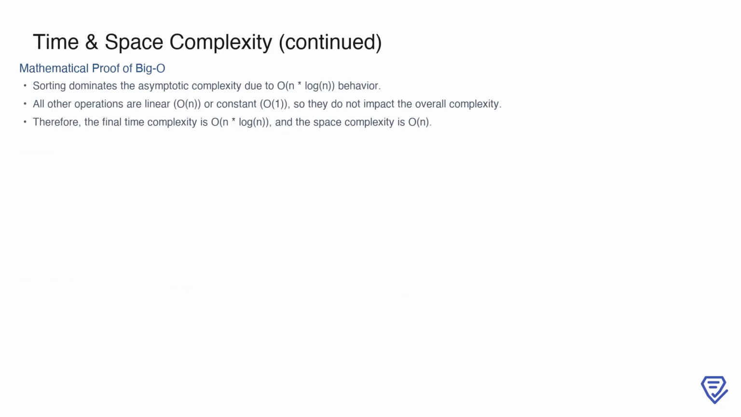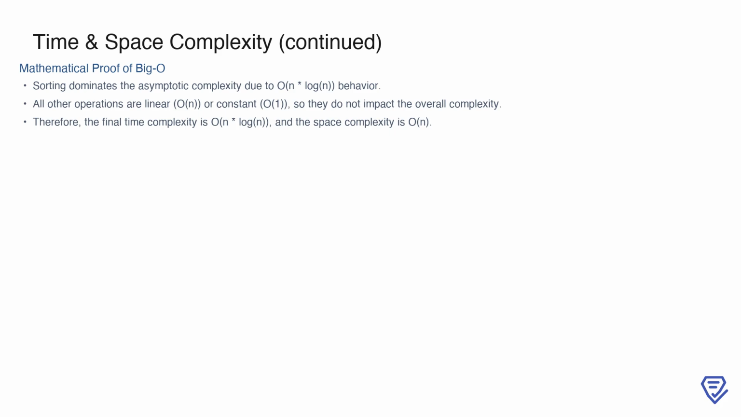To solidify the time complexity analysis, we can look at the mathematical proof of the big O notation. The sorting operation, with its O(n log n) complexity, dominates the overall time complexity because it grows faster than any other step as the input size increases. All other operations, including counting, iterating through keys, and constructing the original array, are either linear, O(n), or constant, O(1). These operations have a negligible impact on the asymptotic complexity compared to the sorting step. Thus, the final time complexity is O(n log n).